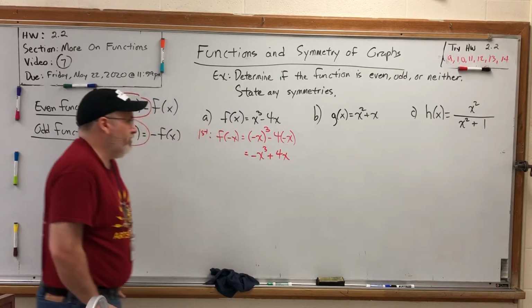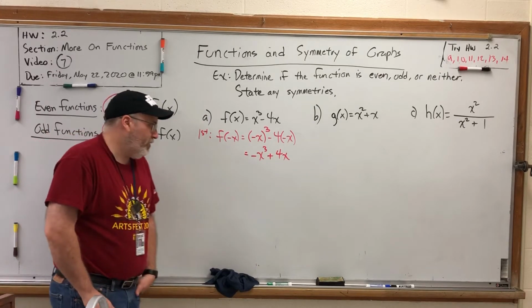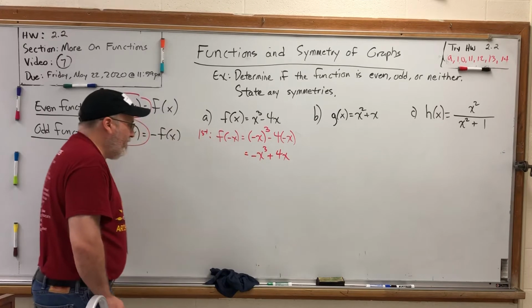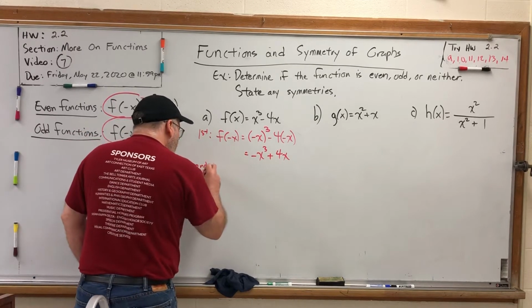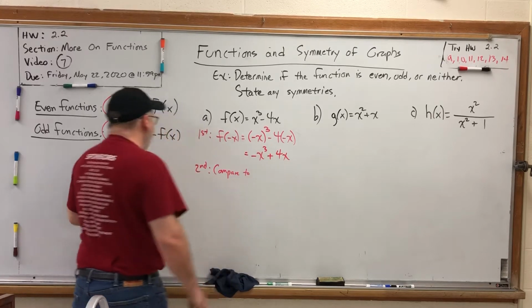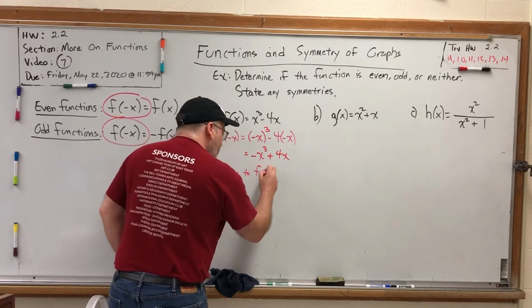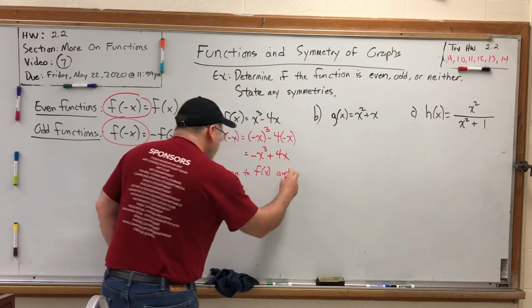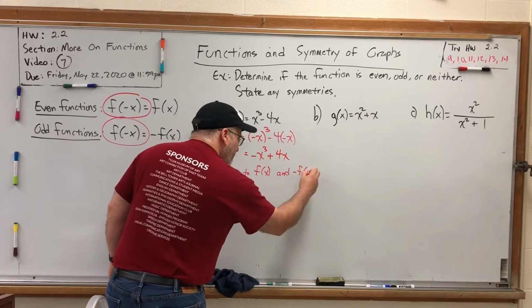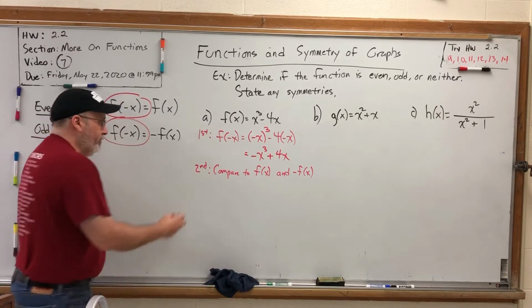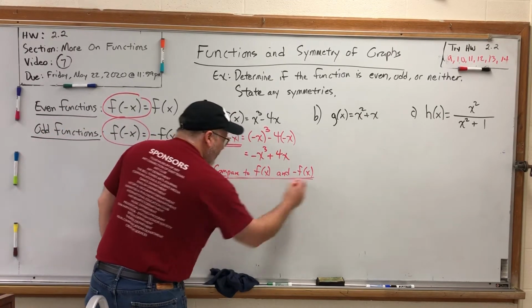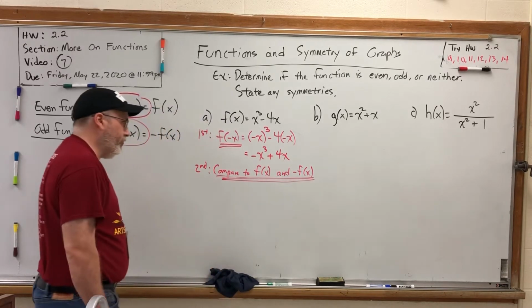So the consequence of substituting a negative x into the function is we get negative x to the third power plus 4x. But now the second thing we have to do is compare. We have to compare to the original function and compare to the opposite of the original function. So these are our steps. Evaluate f of negative x, and then compare it to the original versus the opposite of the original.